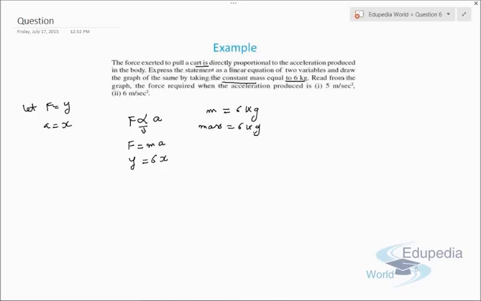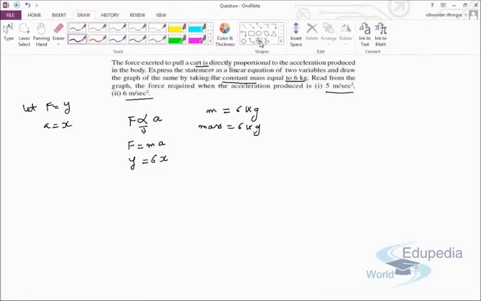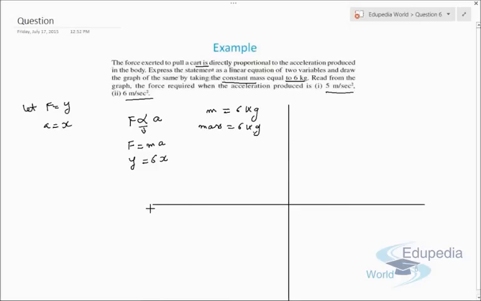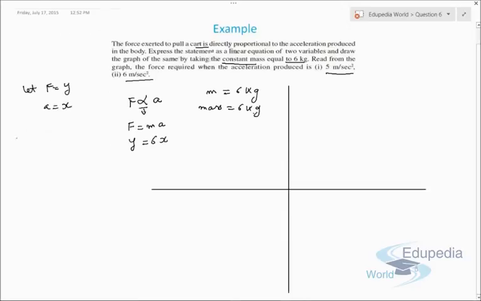Then after drawing the graph, we have to read from the graph the force required when the acceleration is 5 meter per second square and 6 meter per second square. So we have to draw the graph first. Again we'll use the Cartesian system like this. First we need to find the values. We can assume x as 1, we get y as 6 into 1, so y is 6. The first value is 1 and 6. So we need to draw a box again.